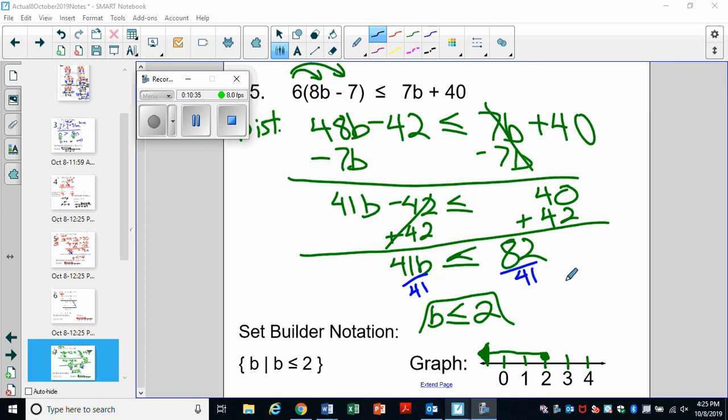And then we divide both sides by 41 in order to get rid of our coefficient. So we just have the variable b by itself. It's less than or equal to 82 divided by 41, which gives us a value of 2. Here, we do not need to switch the direction of the inequality because we divided by a positive number. So we also have set builder notation, b, such that b is less than or equal to 2. In our graph, closed circle, arrow going to the left.